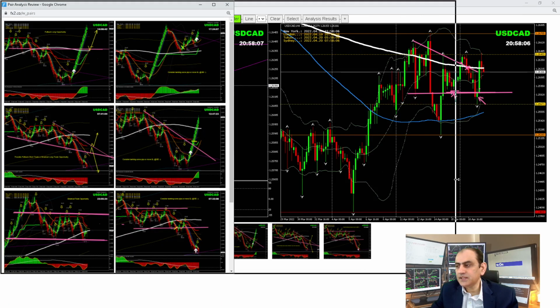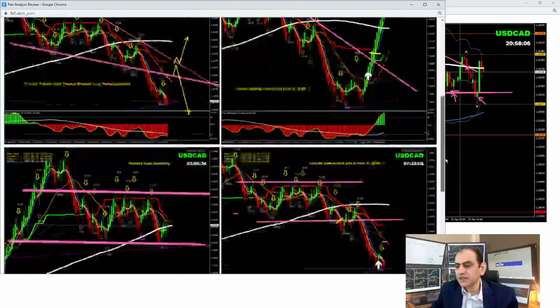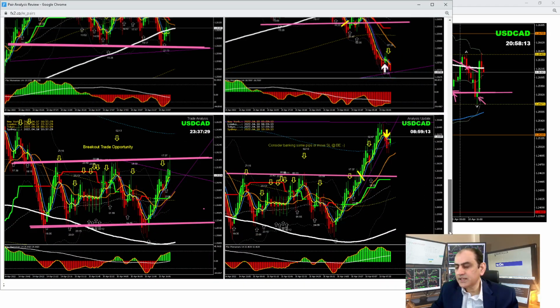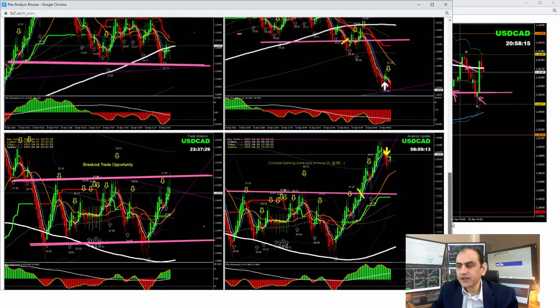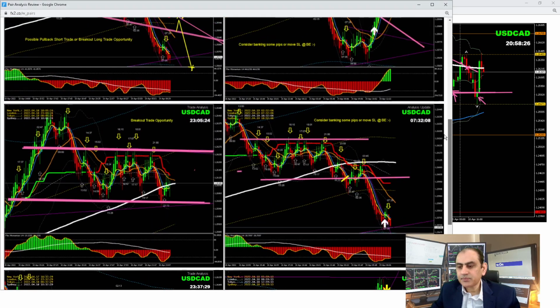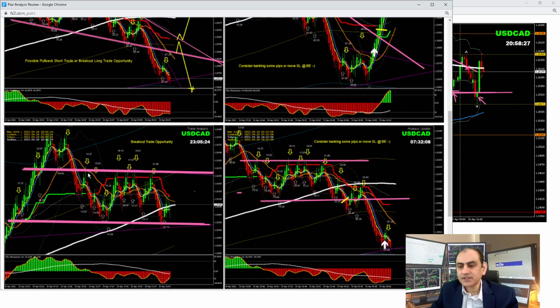Okay, so you can see here that was the beautiful consolidation breakout, as mentioned in the market open. That was a beautiful breakout, bank a few pips, and afterwards, as you can see here, the price came back here, developed consolidation.